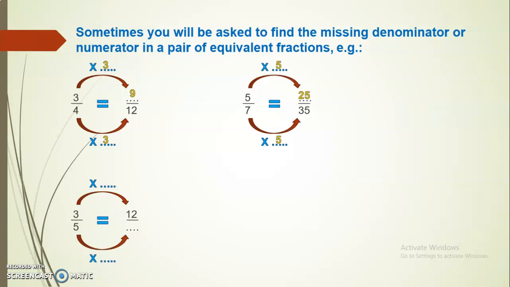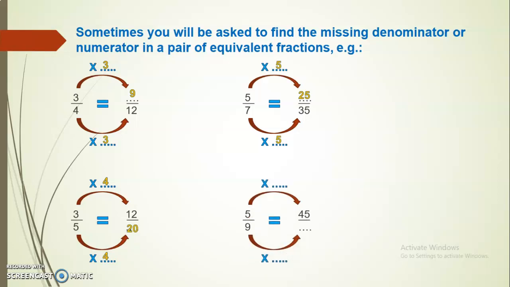3 over 5 equals 12 over dots. What is the relation between 3 and 12? When I multiply 3 by 4, it will be 12. So I multiply 5 by 4, it will be 20.